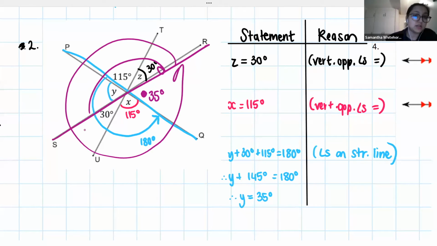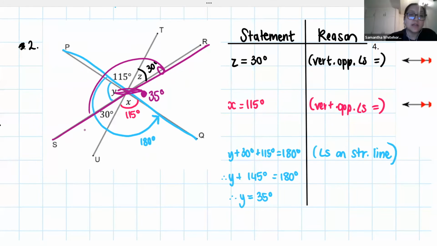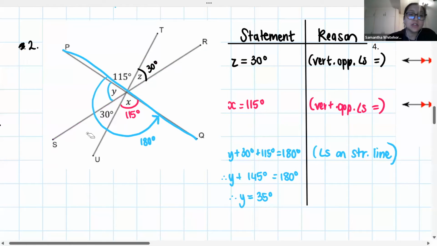You could have used angles around a point. You could have done then vertically opposite. There's so many ways that you could have done this. As long as you've written everything down that you needed, as long as you've given me all of your reasons, you will get the marks.